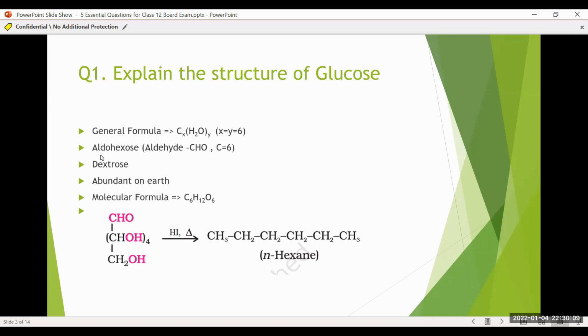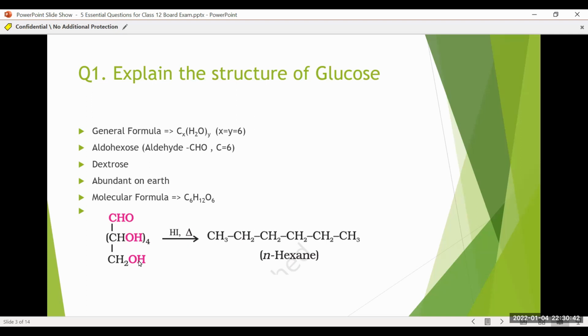When we say this is aldohexose, let us look at the basic structure of glucose, which has the aldehyde group written at the top. The 4 carbon atoms with OH groups are written in the center, and in the simplified structure the 1 carbon left is written at the end, the last terminal carbon atom with OH group. Let us react it with hydrogen iodide.